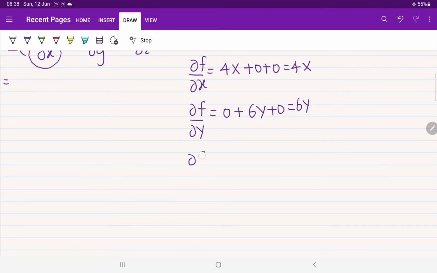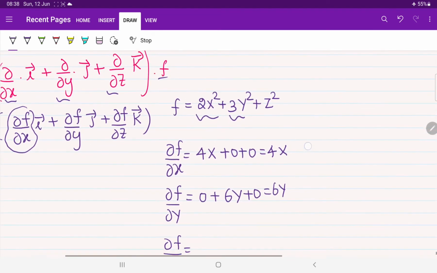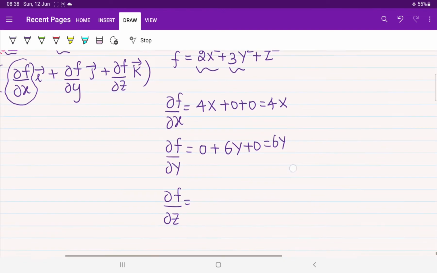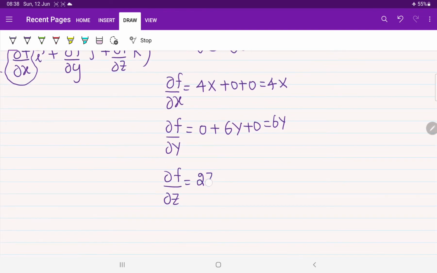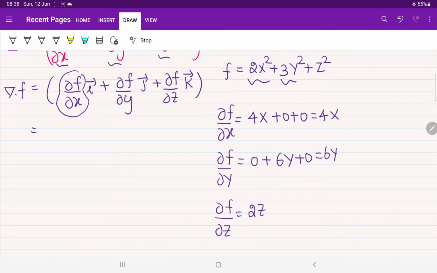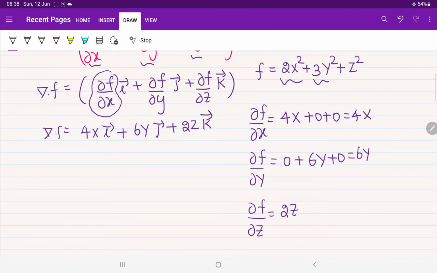Similarly, if we differentiate the same function with respect to z, x and y are going to be treated as constant. So the first two terms will become 0, only the third term will exist, that will be 2 times of z. Once you find all this, substitute here: dou f by dou x equal to 4 times of x into i vector plus dou f by dou y equal to 6 times of y into j vector plus dou f by dou z equal to 2 times of z into k vector. That is how we are identifying the value of gradient of f.